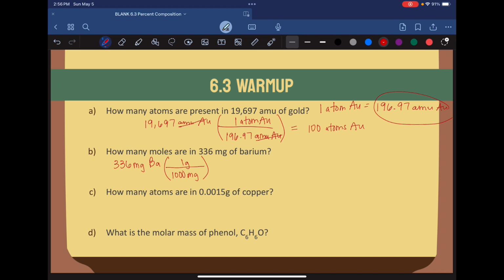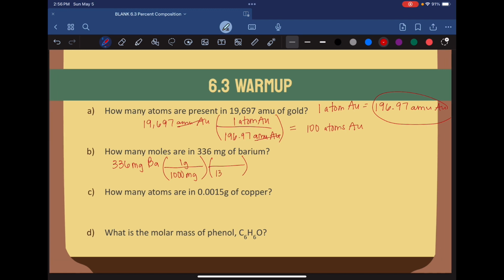So it's pretty small. And then now that we're in grams, we can look at the periodic table to see the mass of barium, which is 137.33 grams of Ba is 1 mole of Ba. I put them in parentheses so we can easily see the difference between the ratios. Now we got to make sure all the units cancel. Mg barium, mg, grams of something, grams of barium, leaving us with moles.